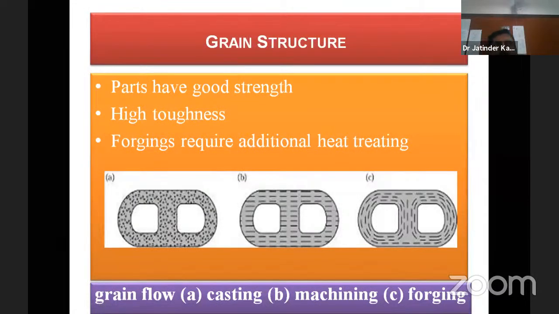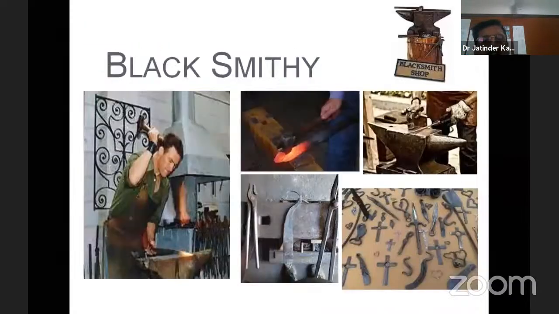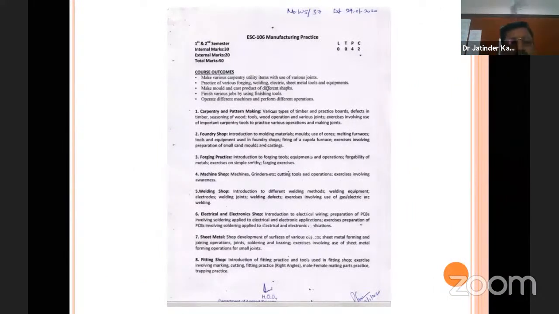In blacksmithy, we can produce the component by changing the shape. We can produce the component by machining also. We can produce the component in foundry also. Three things are there, as we see in our syllabus, right? You see that certain shops are there: the foundry shop, the machine shop, forging practice, right? Carpentry is about woodworking; we are not discussing this. We are discussing these three things: foundry shop, forging practice, and machine shop.